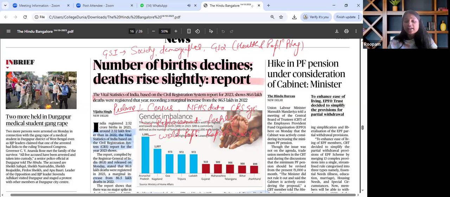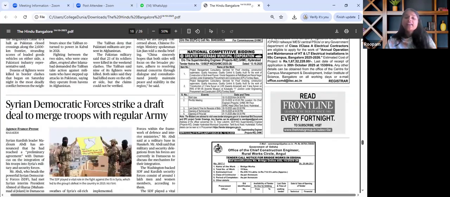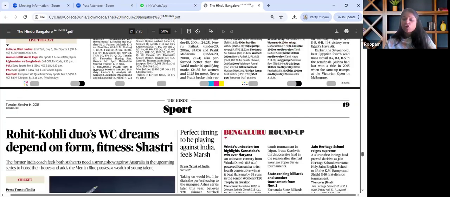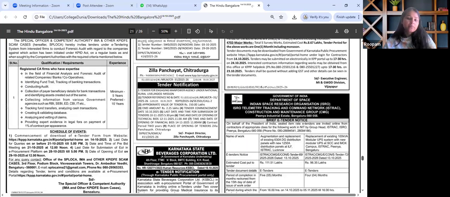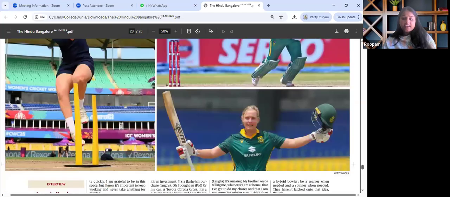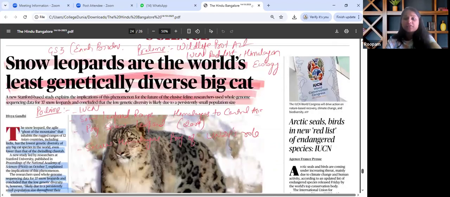And the last important article for the day is about the snow leopard, relevant for GS Paper 3, environment and biodiversity. We need to know the status of the snow leopard, the IUCN report and its status. Afterwards, do we have any plan launched to conserve the snow leopard? Does India have any population of snow leopards? What is the Wildlife Protection Act and in which schedule has it been put?